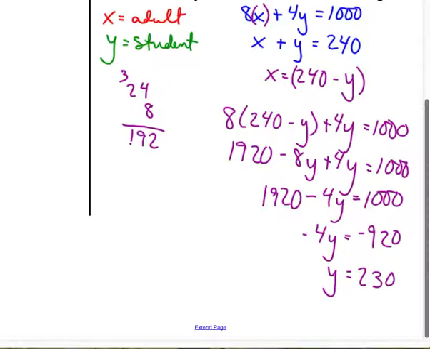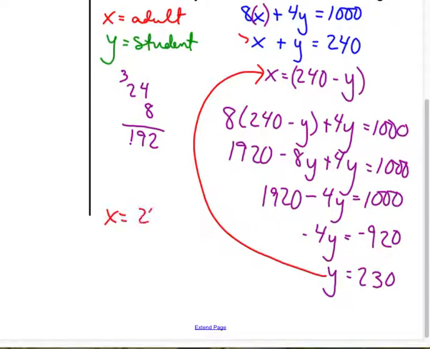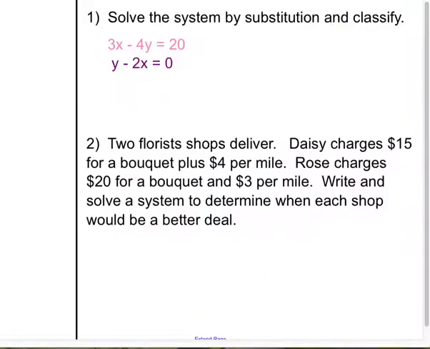So now I need to figure out how many adult tickets I need to sell. I'm going to substitute back into this equation right here, X will equal 240 minus 230. So that would leave me with 10 adult tickets. And I'm writing my answer as an ordered pair. I get 10 adult tickets, 230 student tickets. And your U-try problem.